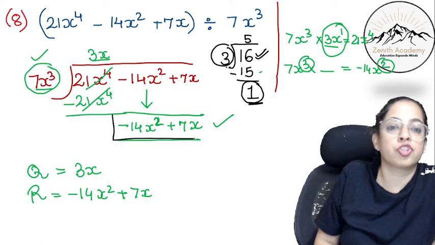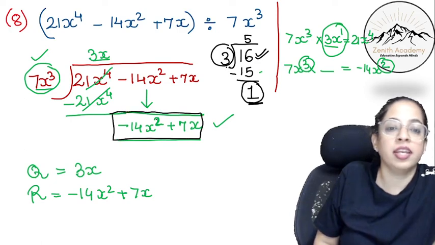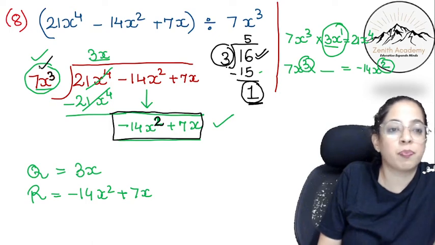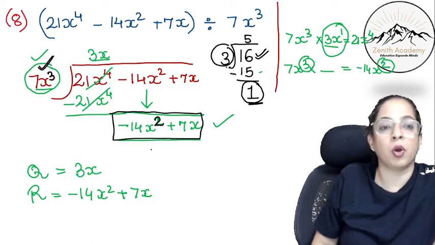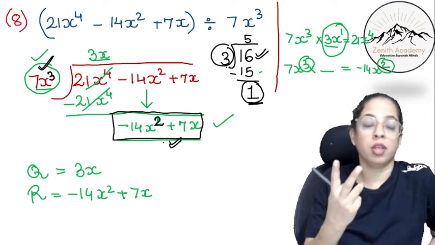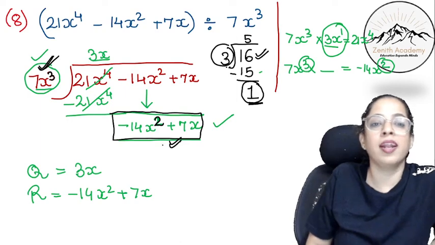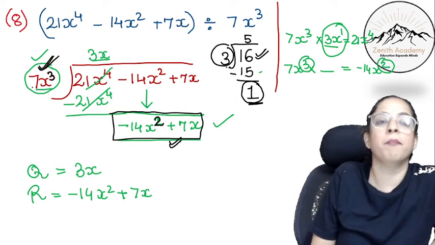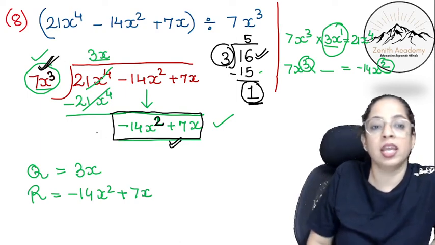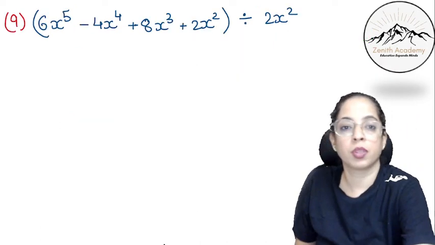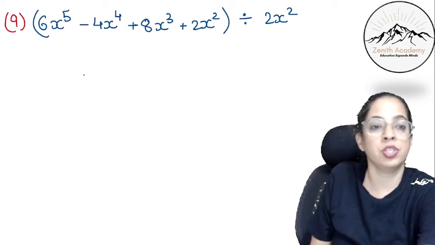Here also if you check this, okay, the degree is 2. And here the degree is 3. So this is a bigger polynomial and this is a smaller polynomial. Even though there are 2 terms, okay, the degree is more. So you cannot divide a smaller degree polynomial by a bigger degree polynomial. That is why this is your remainder. Clear to you? Let's go to the next question.